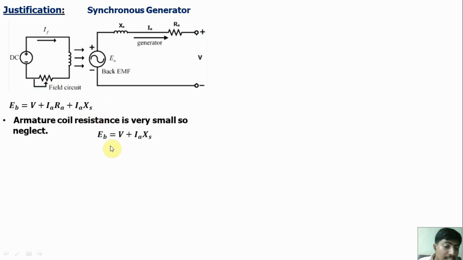For the stator armature coil, we may neglect the armature resistance, since it is very minimal. So the equation becomes EB is equal to V plus I XS. Now draw the phasor diagrams, taking V as the reference point.